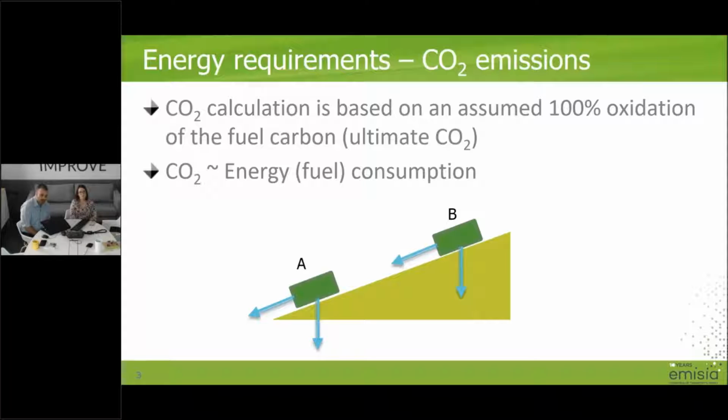Now, in our calculation model, we have assumed that all fuel carbon is 100% transformed into CO2. What this means is, in a very basic and simplistic approach, if you want to move a certain mass from point A to point B, you need an energy. There is an energy requirement for that. You require the energy in order to overcome the opposing forces to that movement.